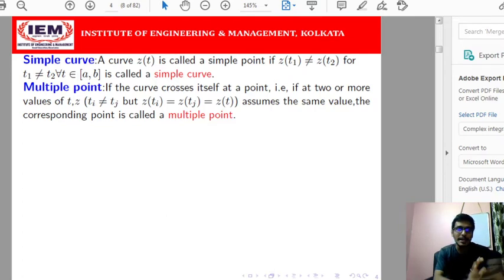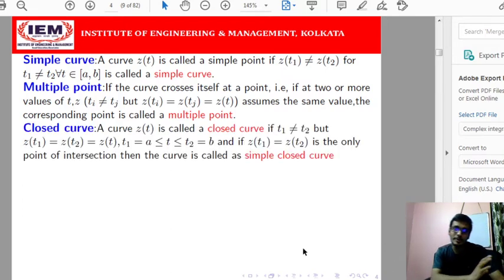And what is a multiple point? We take the values of the parameter t1 and t2 as different, but although t1 and t2 are different, the corresponding two points in the Argand plane are the same. Then that point is called a multiple point.